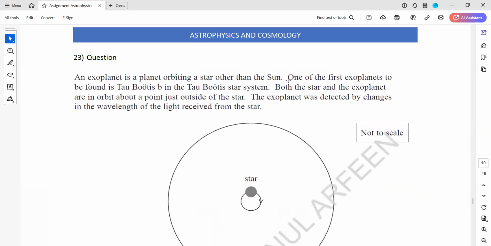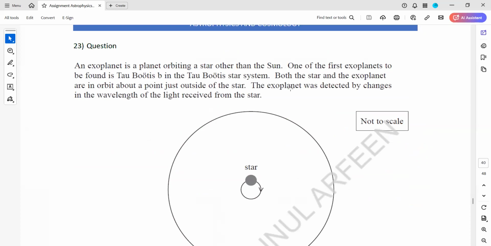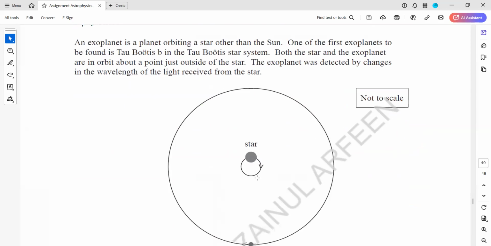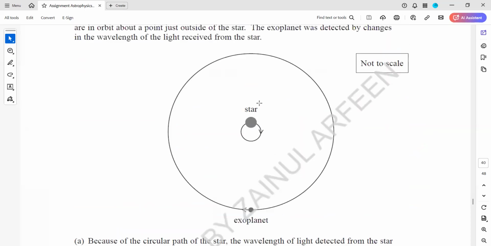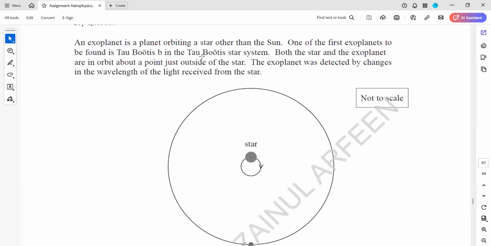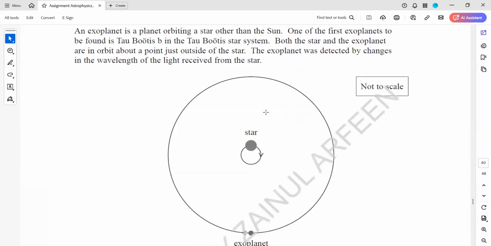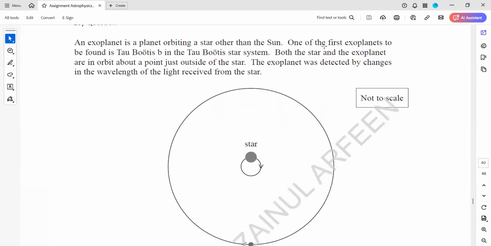Question 23. An exoplanet is a planet orbiting a star other than the Sun. So this is representing an exoplanet. You can see a star and there's an exoplanet. One of the first exoplanets to be found was Tau Boötis b in the star system.